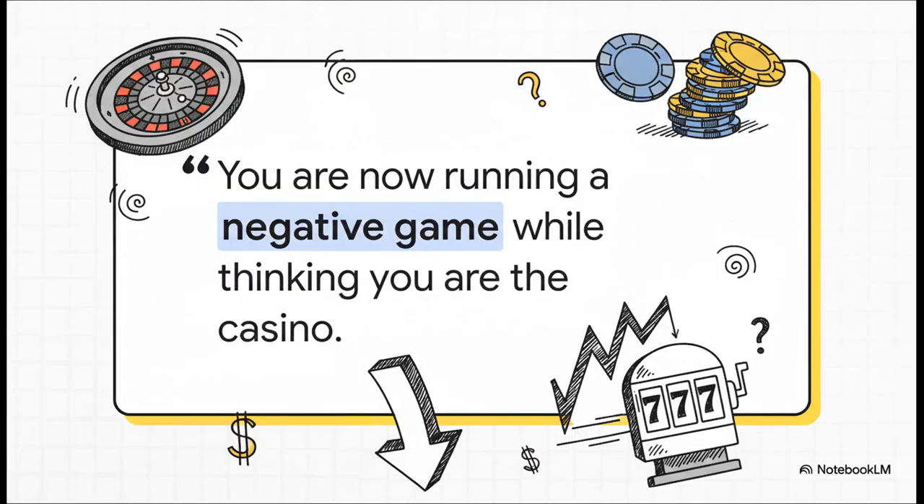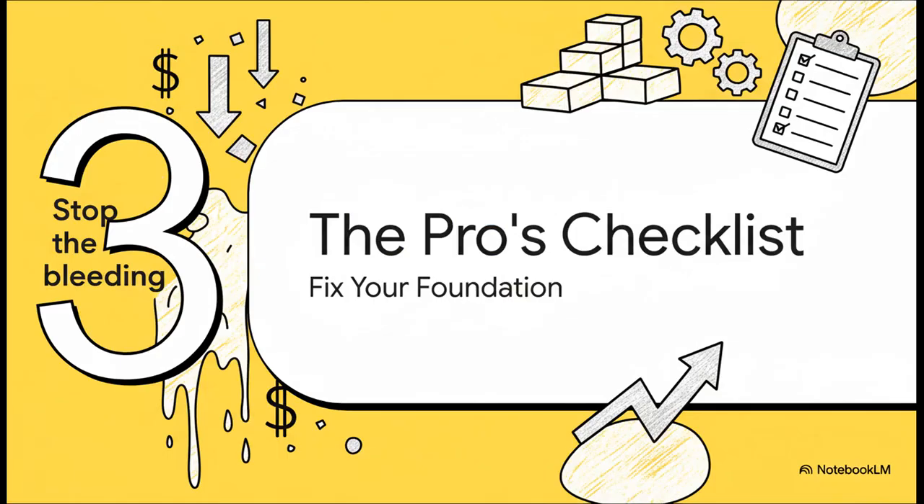This quote just perfectly captures the entire trap. You did all that work to develop an edge, to become the casino. But because of these hidden costs in your structure, you've accidentally turned yourself into the gambler, sitting at a table where the house is guaranteed to win over time. Okay, that was the bad news.